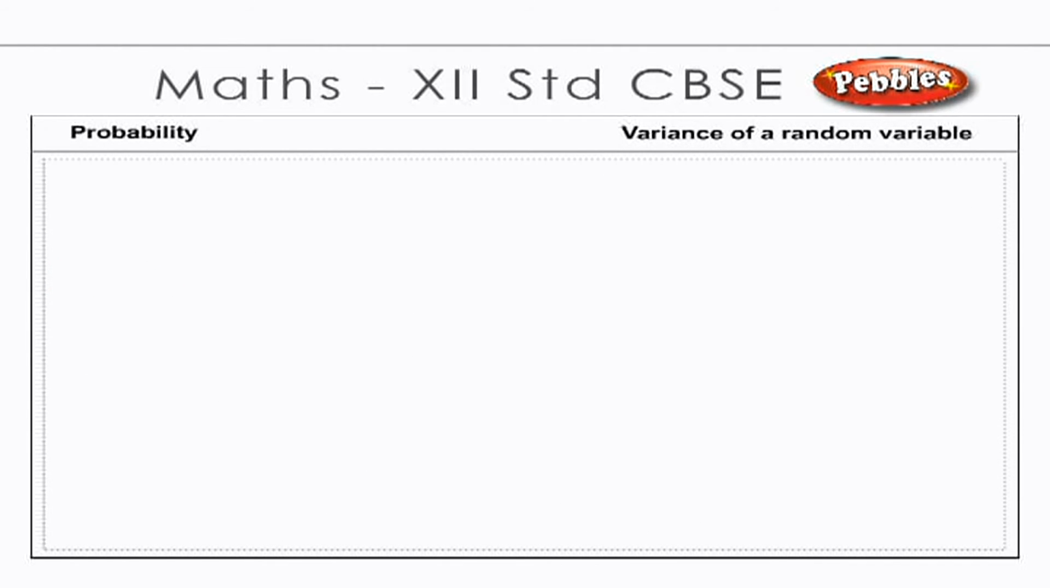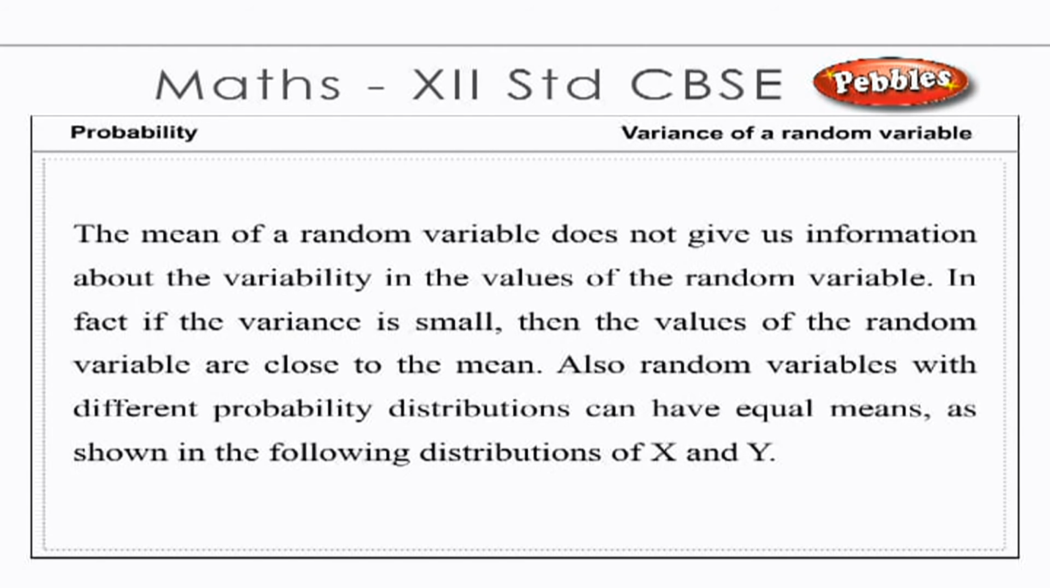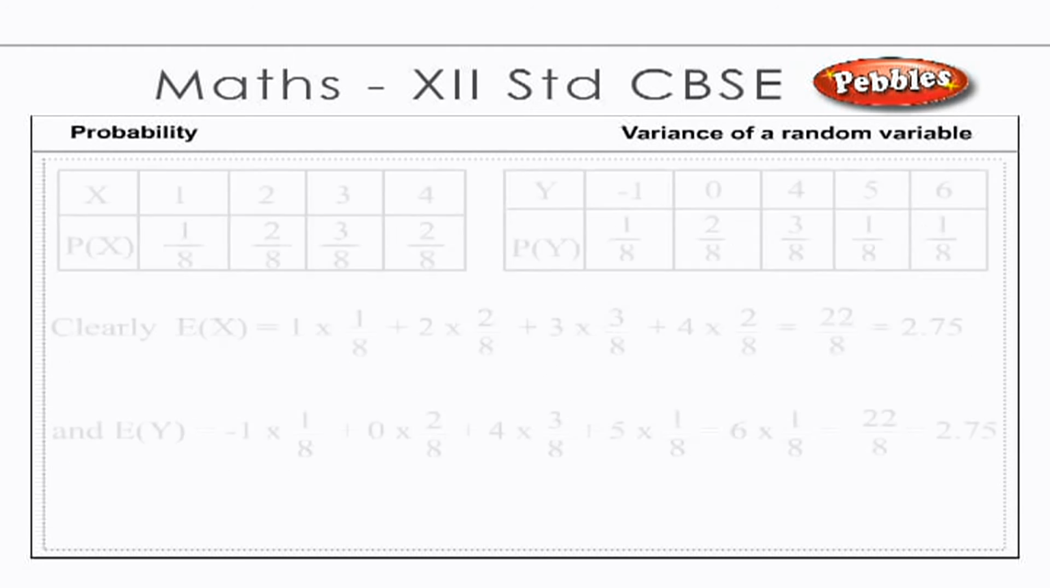Variance of a random variable. The mean of a random variable does not give us information about the variability in the values of the random variable. In fact, if the variance is small, then the values of the random variable are close to the mean. Also, random variables with different probability distributions can have equal means, as shown in the following distributions of X and Y.